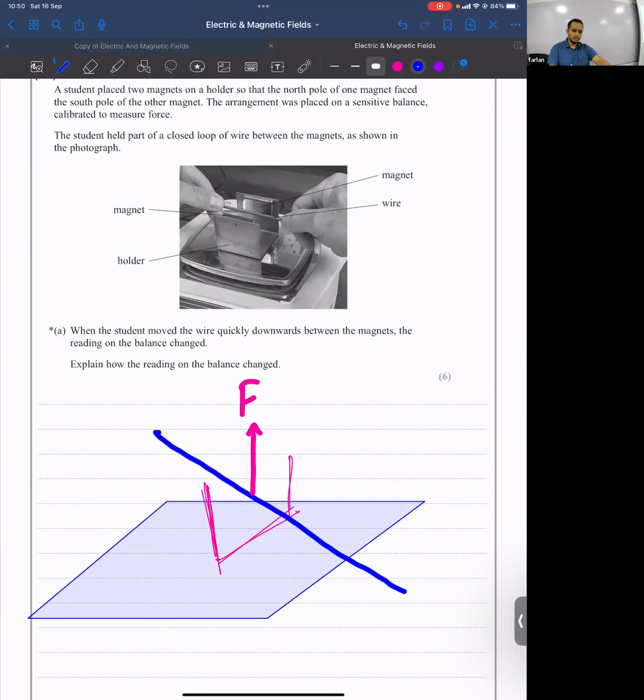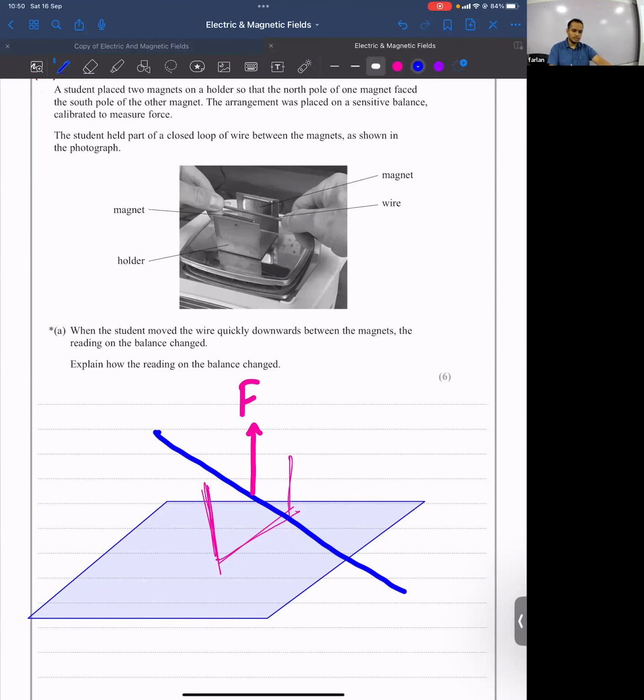I repeat, listen. Why would the wire cut the magnetic field? They are saying this one is a north pole, the other one is a south pole, right? So there are magnetic field lines from the north pole to the south pole. You are just moving the wire, cutting those field lines. It depends on how you are moving it. If it is perpendicular, it will get cut.